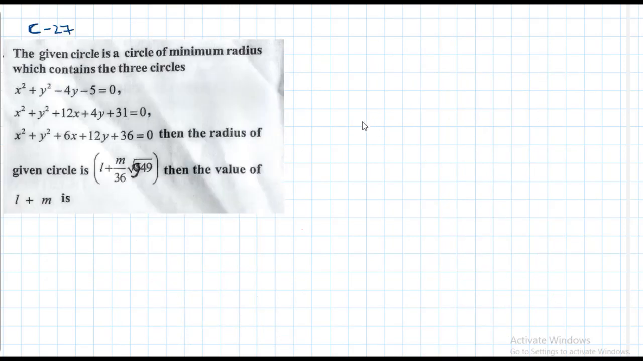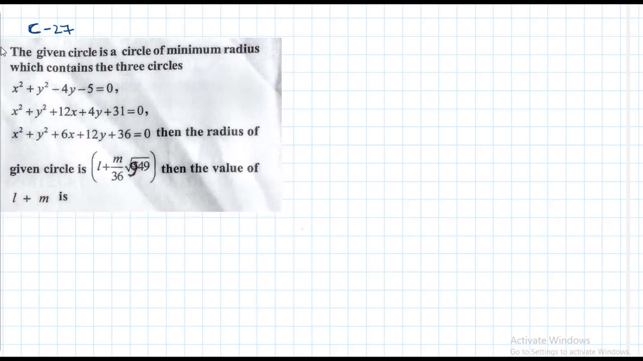Okay, students, this is the 27th problem, another interesting problem. The given circle is a circle of minimum radius which contains the 3 circles. Here 3 circles are given: C1, C2 and C3. We want to find the radius of a circle which has minimum radius and contains these 3 circles.